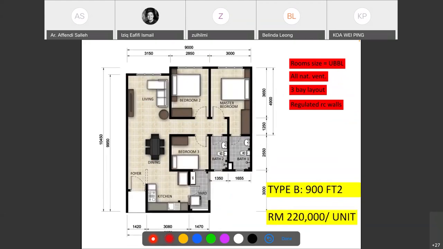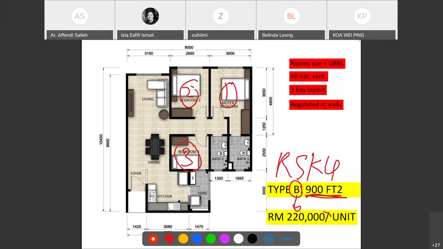In RSKU, type B means 900 square feet. It must also provide 1, 2, 3 rooms, and must be sold at 120,000 ringgit, with one car park, right? We are utilizing the same layout, just changing the proportion of the spaces, but all must be within UBBL.